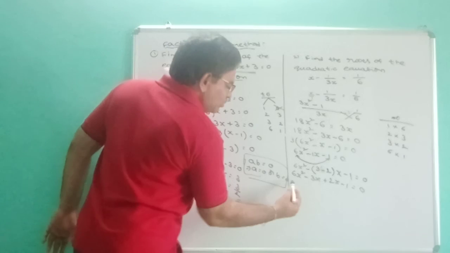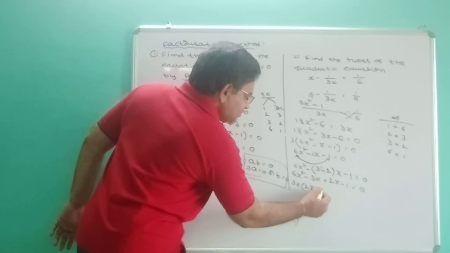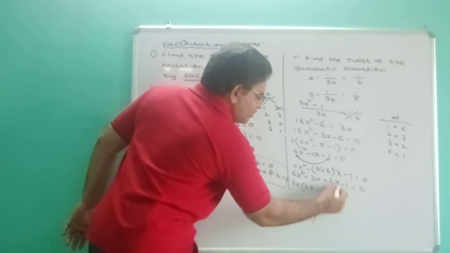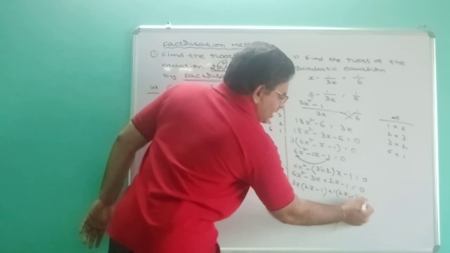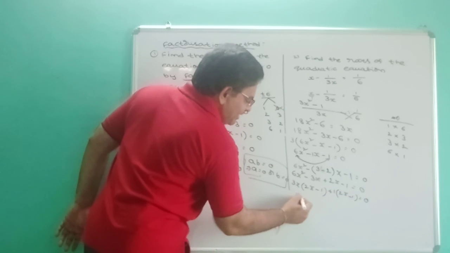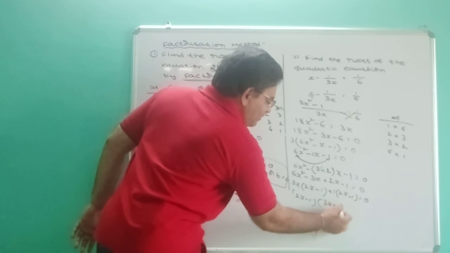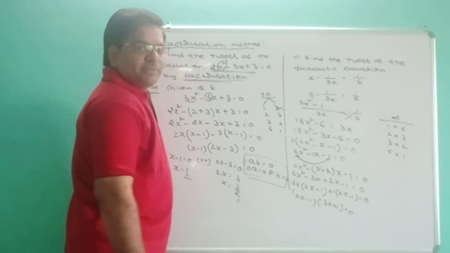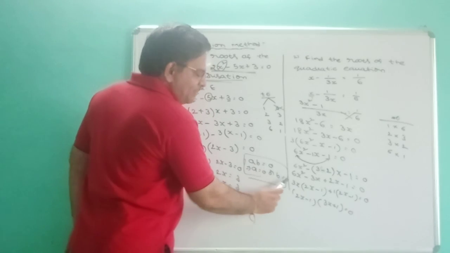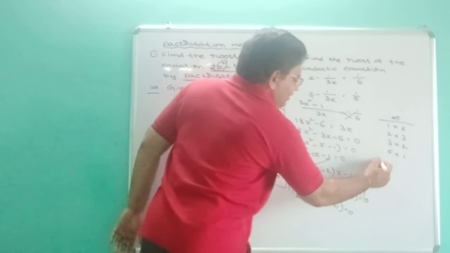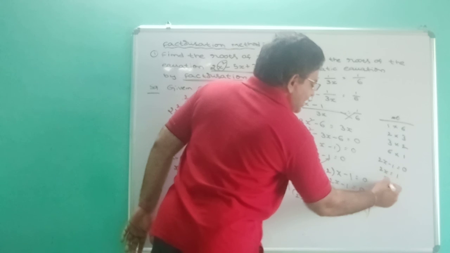Now in this 2, 3x is the common, that means 2x minus 1 plus 1, here you take common because there is no common factor, equal to 0. Again 2x minus 1 will be the common. So 3x plus 1 equal to 0. Same condition: AB equal to 0, A equal to 0 or B equal to 0. That means 2x minus 1 equal to 0, 2x equal to 1, x equal to 1 by 2.